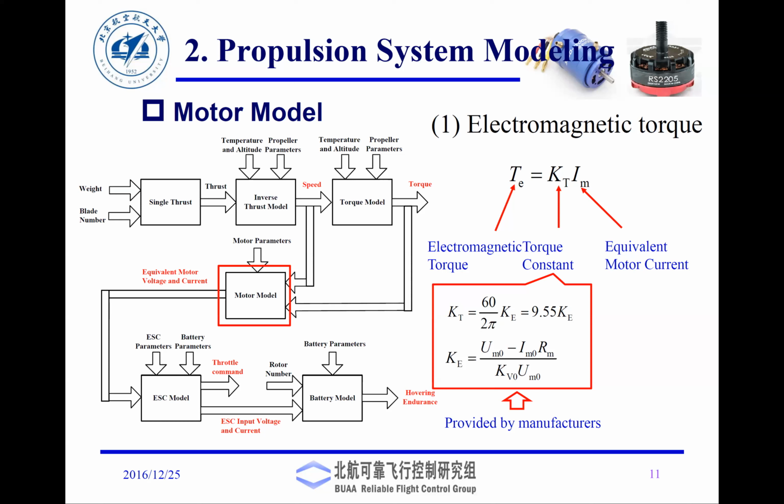which would be the no load voltage UMO minus the current that is flowing through the motor coil multiplied by the resistance of the motor. So the bottom equation that you see is nothing but the back EMF equation for the motor. The bottom equation, Ke equal to U0 minus Im0 Rm divided by Kv0 multiplied by UMO, is the equation for the back EMF of the motor. And usually these parameters are provided by the manufacturers.